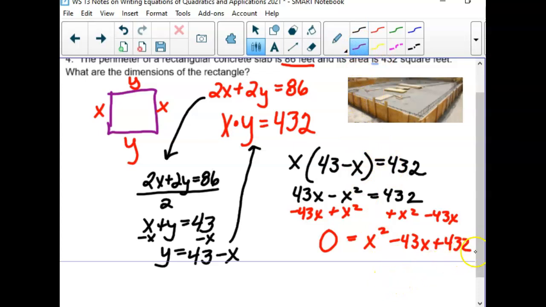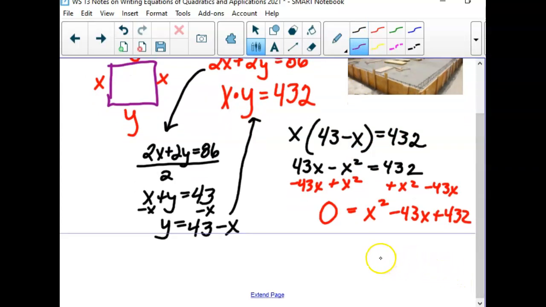Now, most of us would probably have to resort to the quadratic formula. This does factor. Can I give you a hint because you're tired on a Tuesday? This feels like a Monday. Try 16. I'm trying to remember. 432 divided by 16. 16 and 27. Would that make 43?